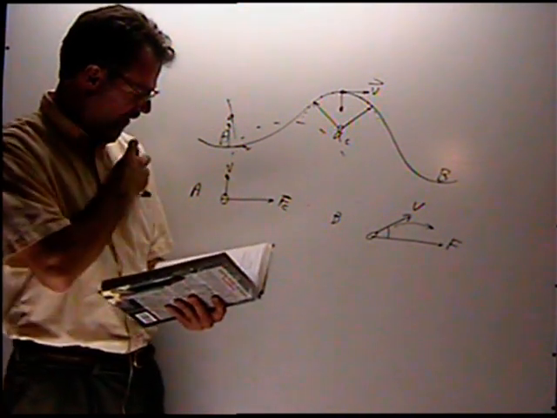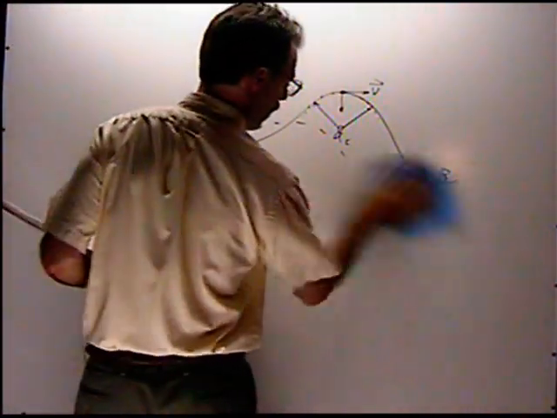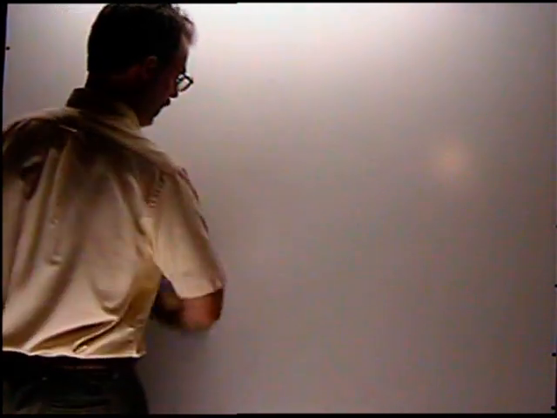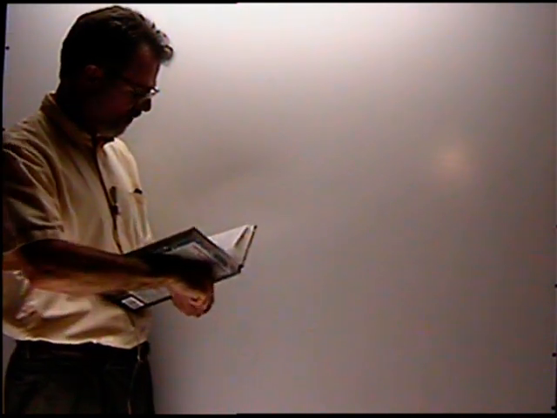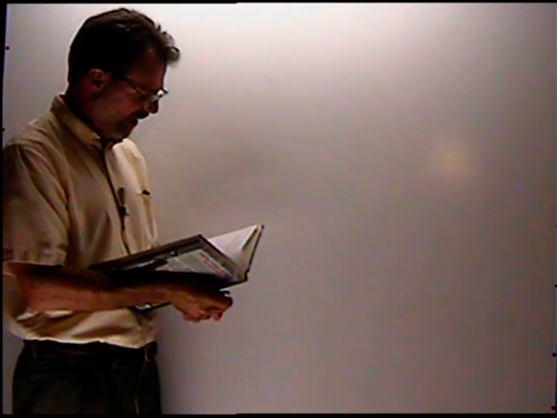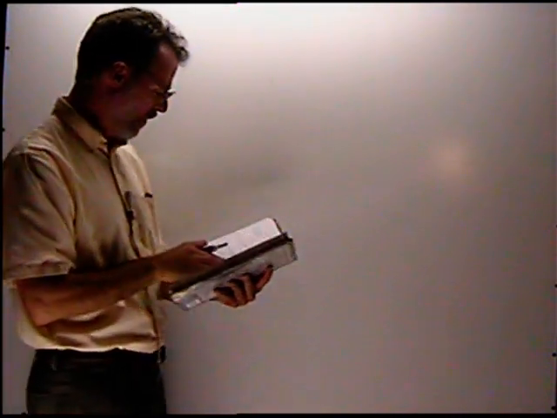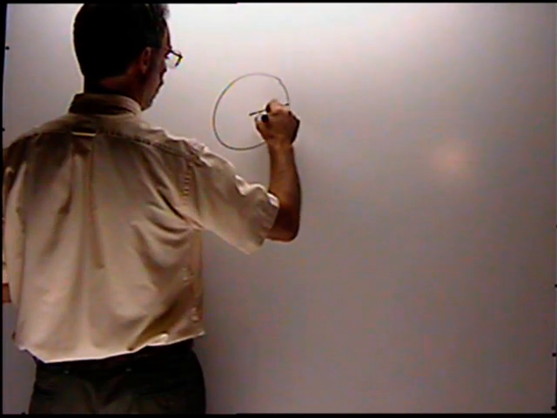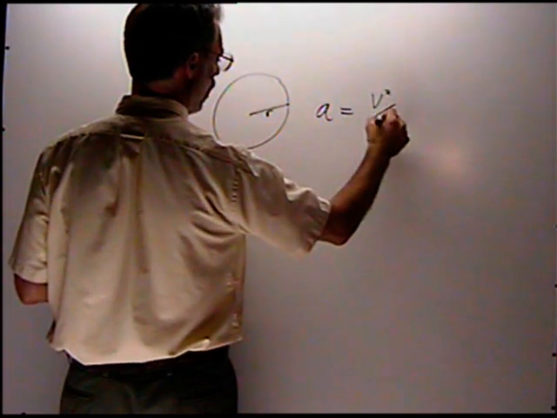Okay. Let me write number 4. Consider an object moving uniformly in a circle. If the speed suddenly doubles, but the radius does not change, what new centripetal acceleration is needed to keep the object going in a circle? Okay, here's the object going in a circle. The acceleration is equal to v squared over r.